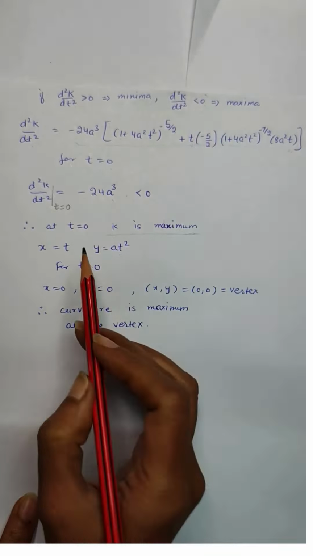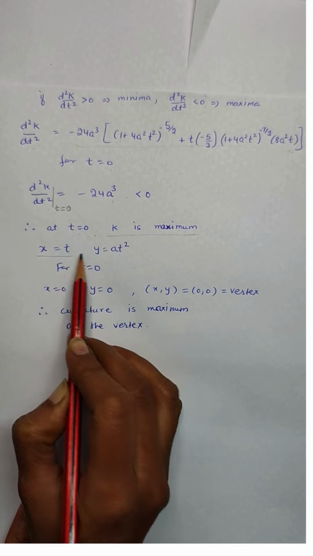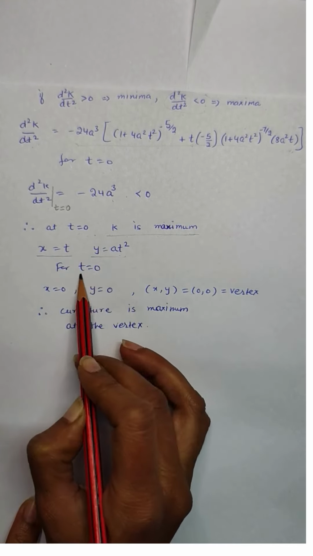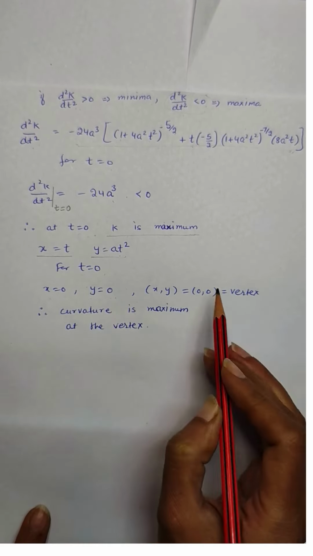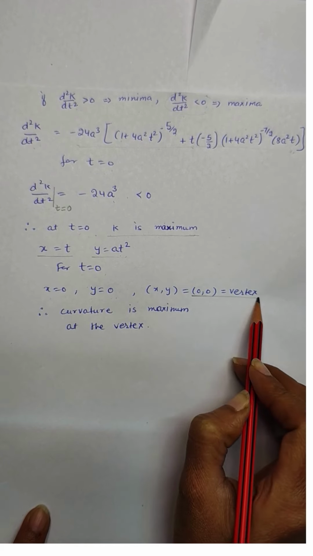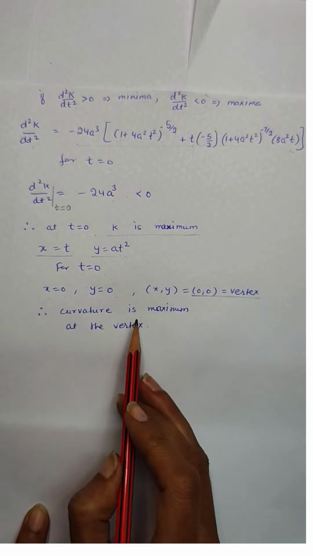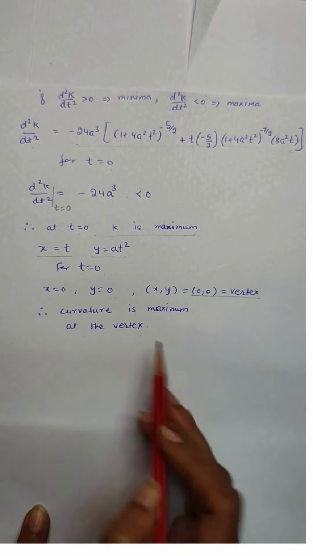So what is this point t equal to 0 on the parabola? Since the parametric form of the parabola is x equal to t and y equal to at squared, for t equal to 0, we are at the point x equal to 0 and y equal to 0, which is the vertex of the parabola. So basically the curvature has its maximum at the vertex.